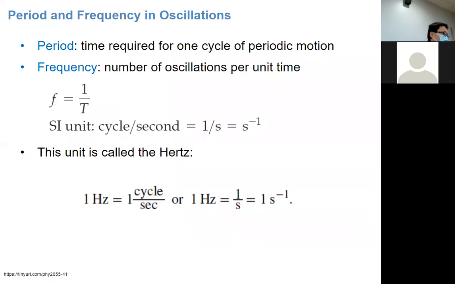Frequency is then defined as the inverse of the period. So 1 divided by the period will give you the frequency. Okay, frequency is in the unit of 1/second, which is also called hertz.